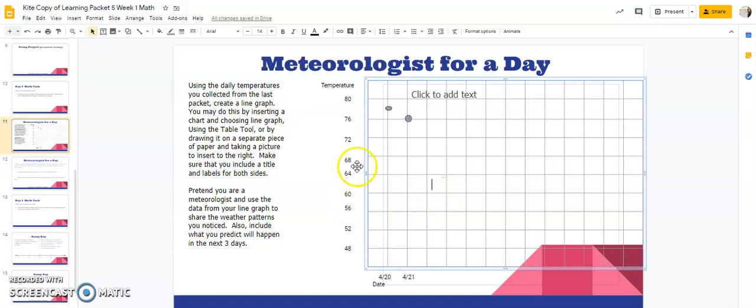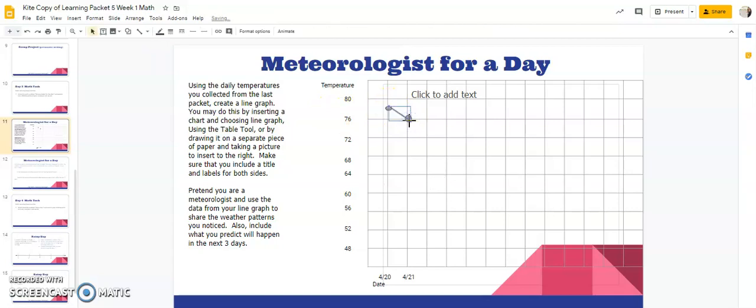So now that I have my marks made, I need to connect those dots. To do that, I've got this over here that looks like a line. That's my line tool. I click on the down arrow, I click a line, and I just connect my dots. And we're going to do this for all of your dates that you had.